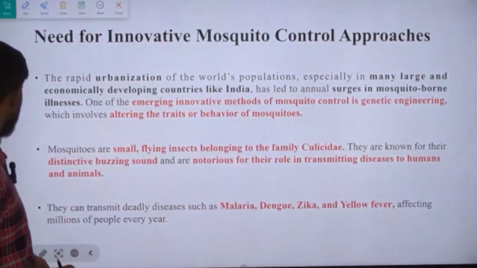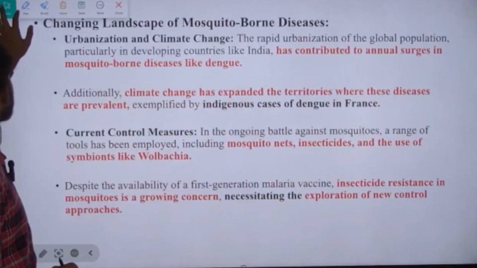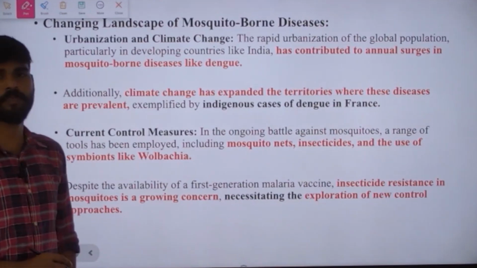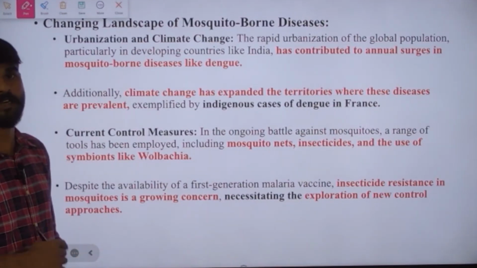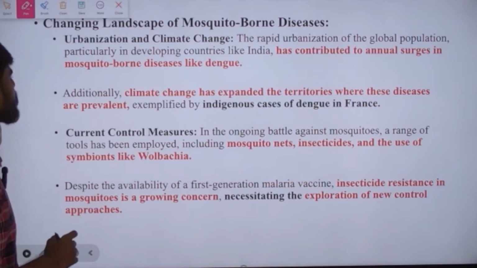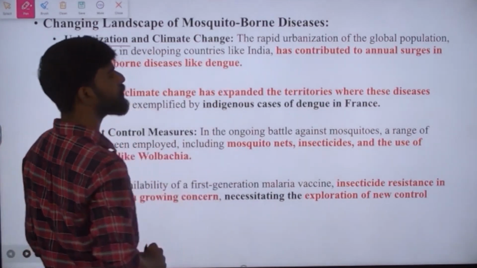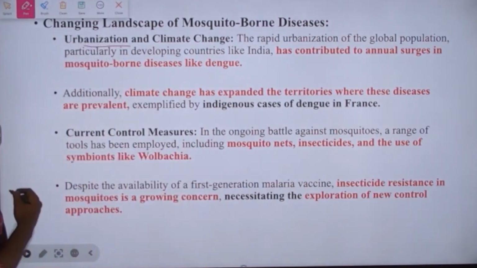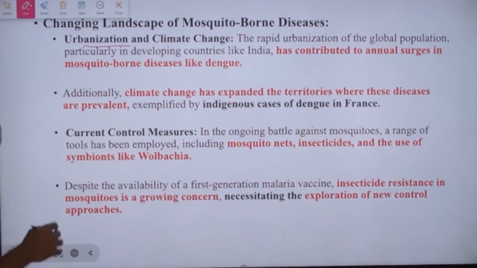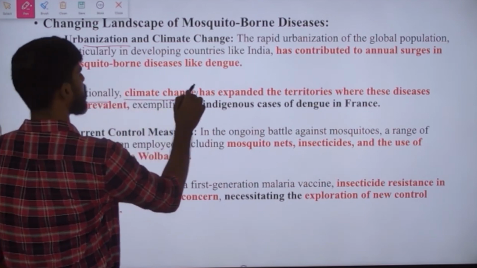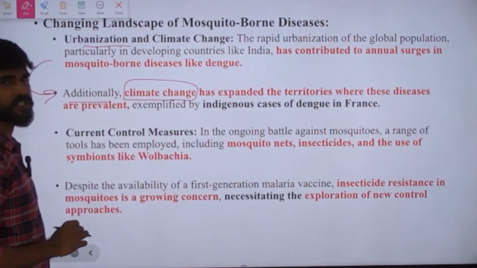And how are we going to control mosquito? What are the new methods? There is a changing landscape of mosquito-borne diseases, and what is the reason for that? One is urbanization and another is climate change. Okay, so rapid urbanization of the global population in developing countries has contributed to annual surges in mosquito diseases like dengue, which we already saw. Next, it is being additionally augmented by climate change. How?